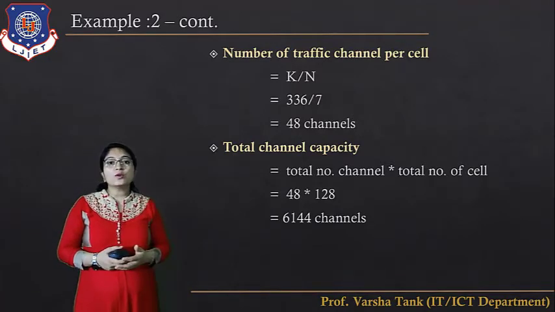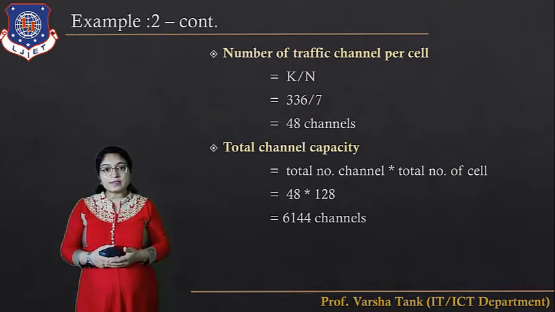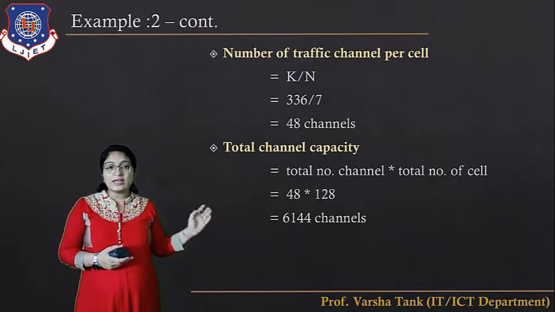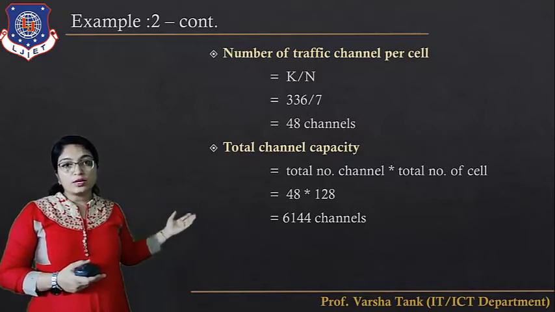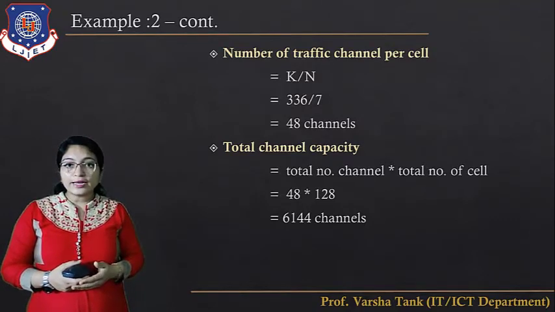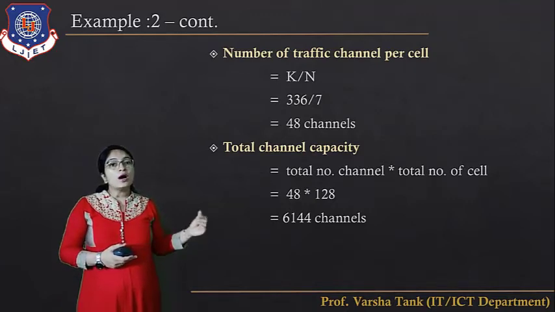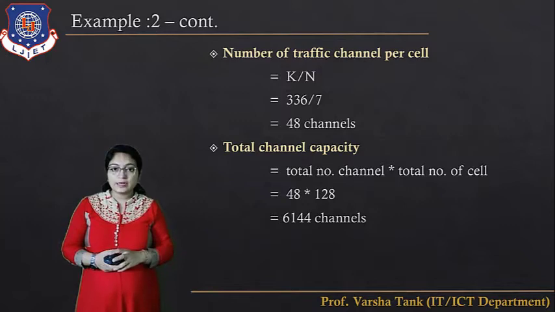Now next is the total channel capacity. So how can we define the total channel capacity? Total number of channels per cell and the total number of cells is there. So the number of channels is 48, and the total number of cells is 128. So the total channel capacity is 6144 channels.